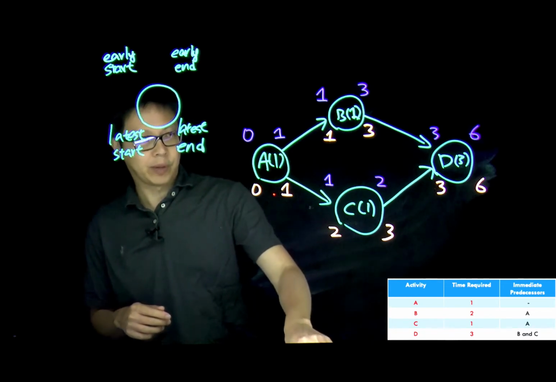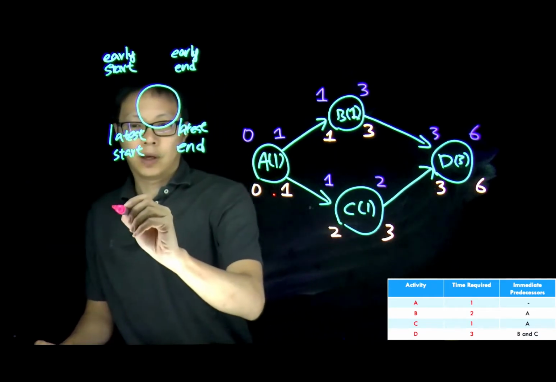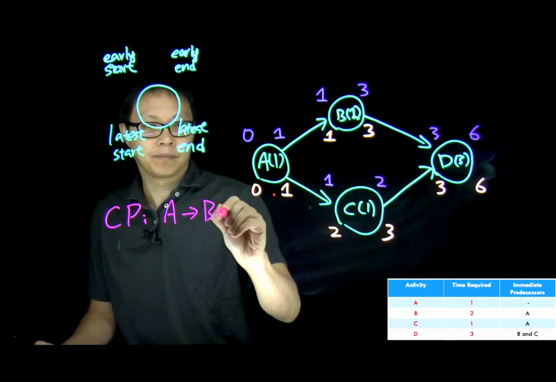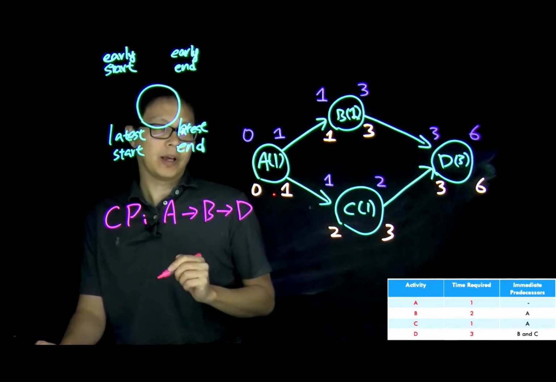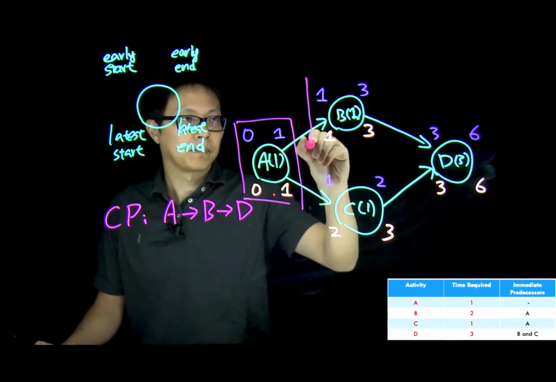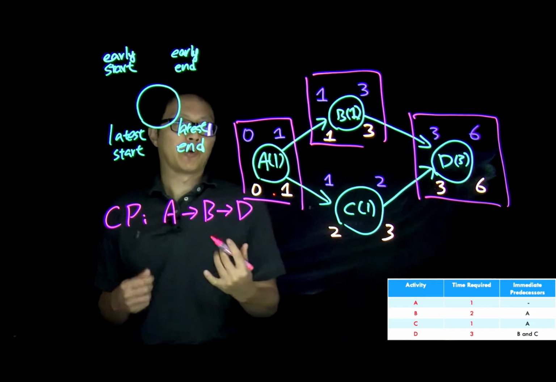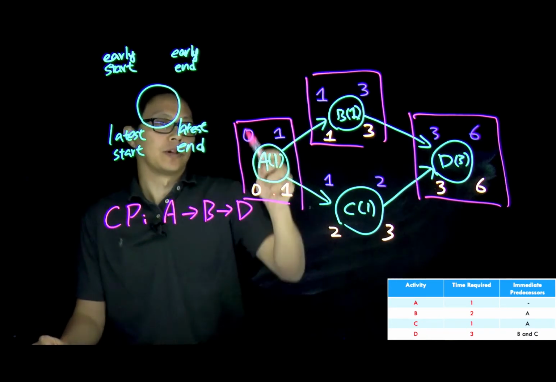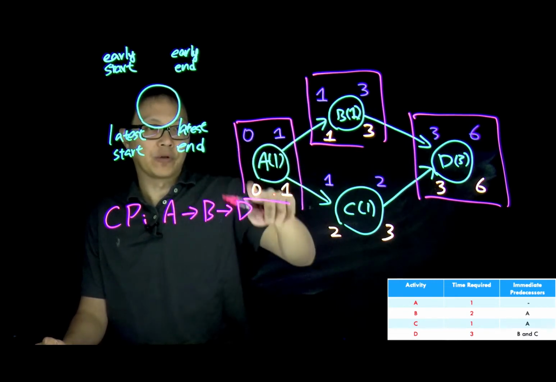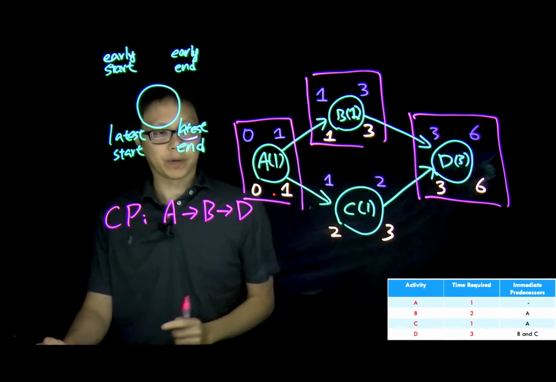If you still remember the previous slide, we know that the critical path will be A, B, and D. So let's take a look at A, B, and D. You probably will notice something. That is, the early start time and the latest start time will be identical. For A, it will be 0 and 0. For B, it will be 1 and 1. For D, it will be 3 and 3.